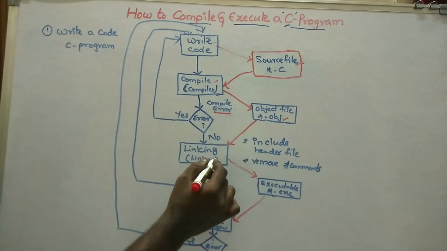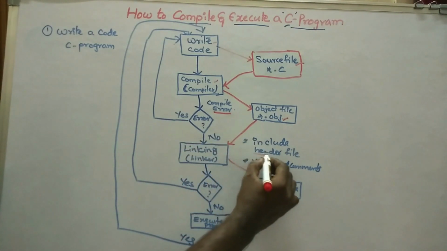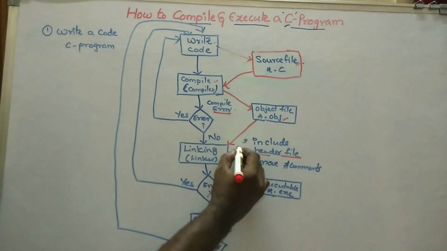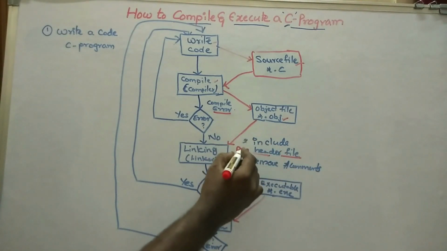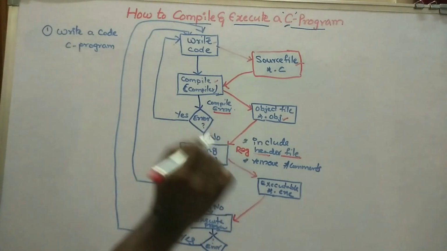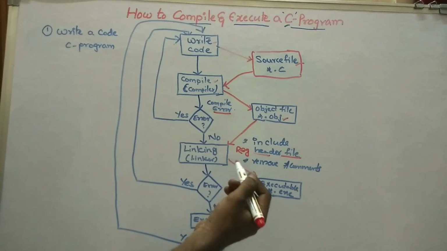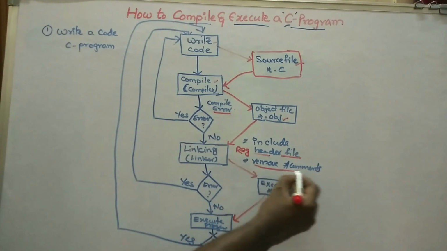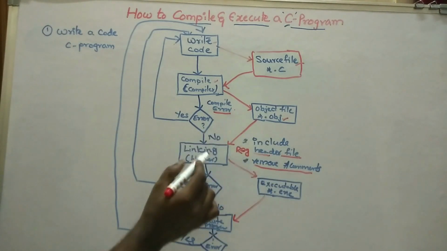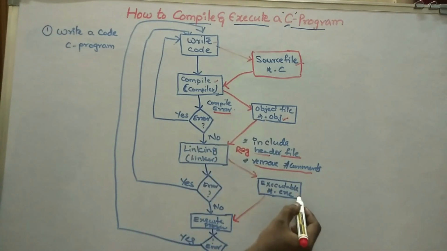What is meant by linker here? The linker will include the header files that are required for execution of your program. All the header files will be linked, and any comments you mention are removed, right? And by using the linker, the object file is converted into the executable file.